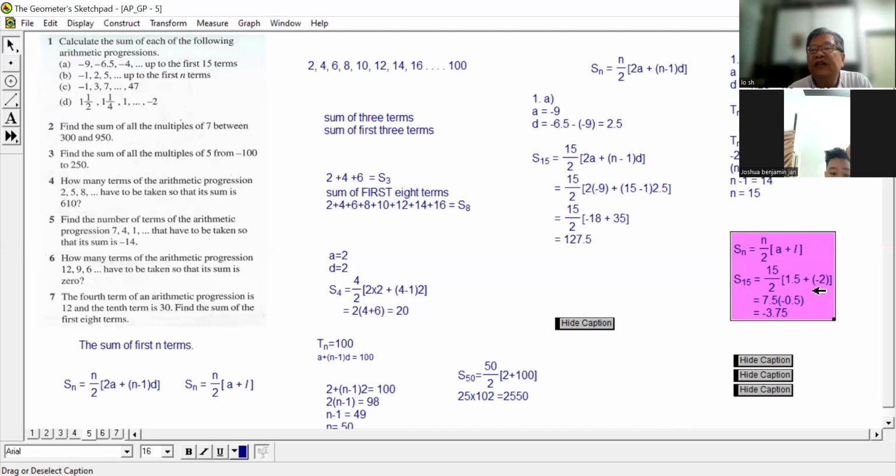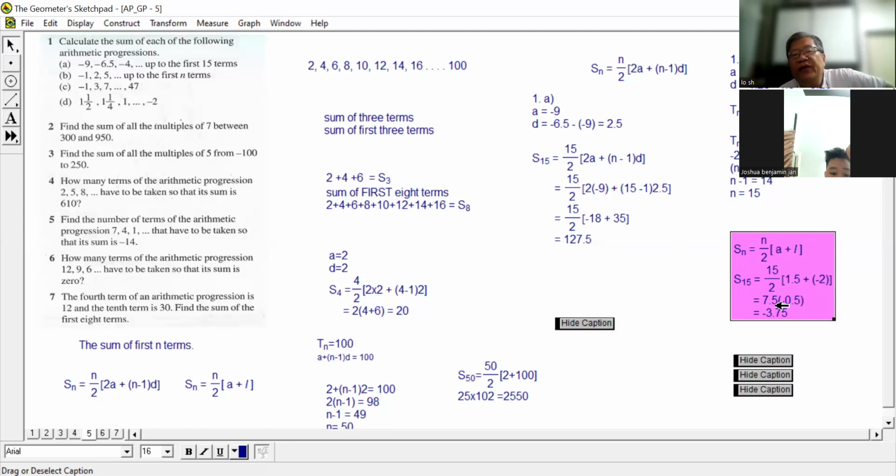1.5 plus, this time no n minus 1 t. This time is L, right? A is 1.5. L is negative 2. Okay, very simple. Right? So 1.5 minus 2, 0.5.